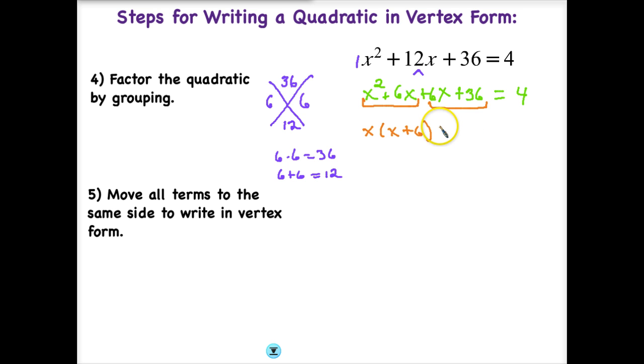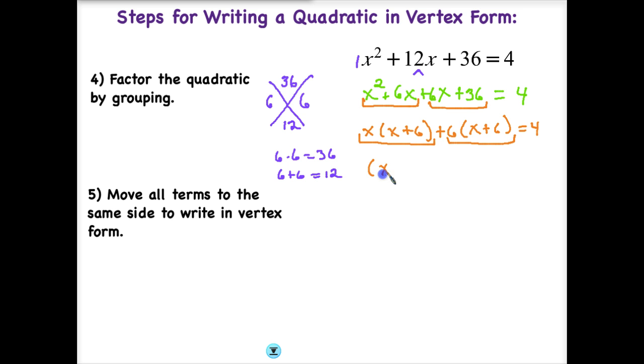In our second group, it looks like we have a positive 6 that we can pull out, and then we're also left with x plus 6. And don't forget about our 4 here on the end. So now we still have our two groups. Let's pull out once again our greatest common factor, which is the x plus 6.